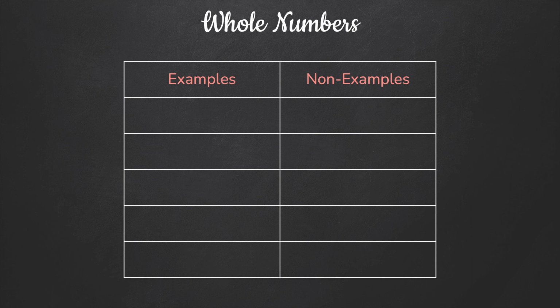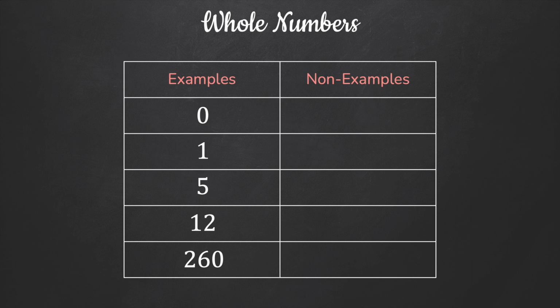Let's go over some examples and non-examples of whole numbers. Some examples include, but are not limited to, 0, 1, 5, 12, and 260. Remember that whole numbers are counting numbers, and they could also represent none, which would be 0.